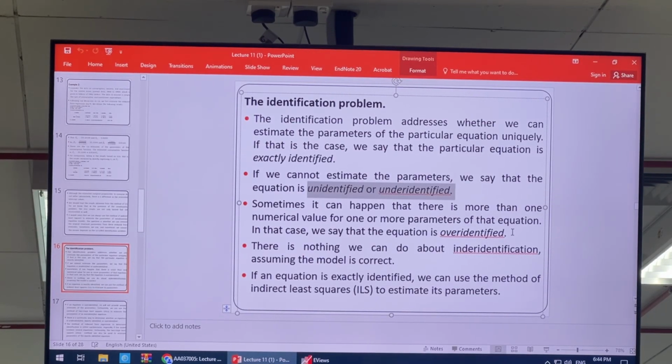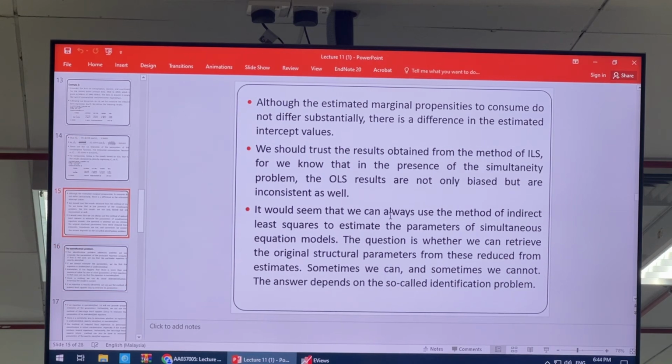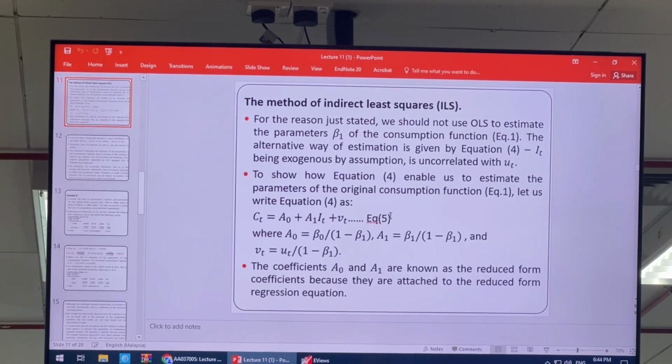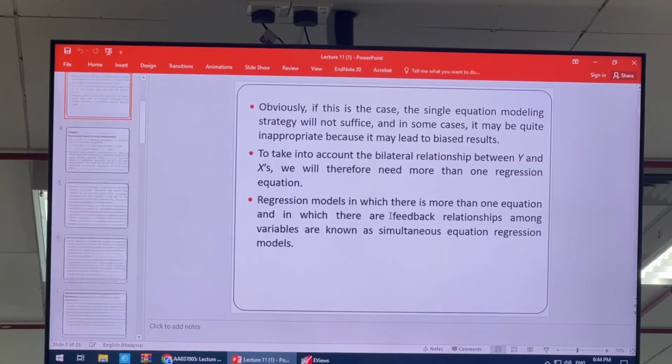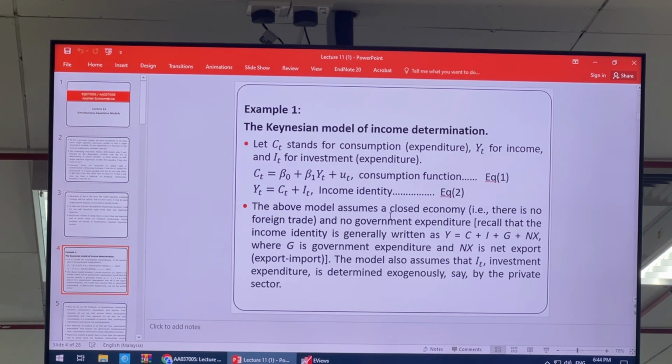More parameters of that equation. In that case, we say the equation is over-identified. Let's say, for example, equation 1. If there is more than one possible estimate for value 0 and value 1, then we call that over-identified. But indirect least squares can only be used to estimate an exactly identified equation.